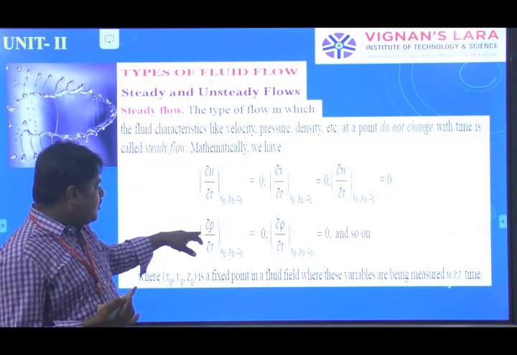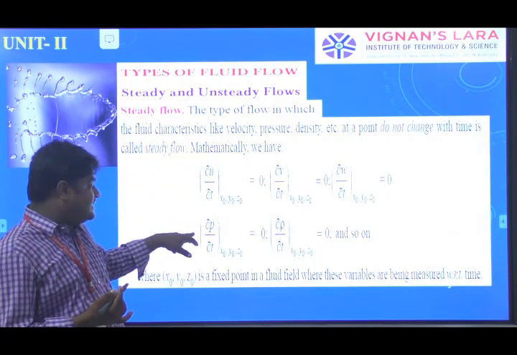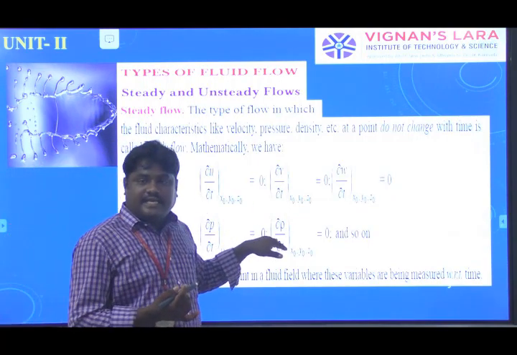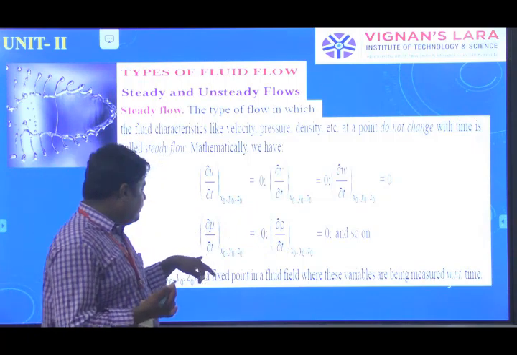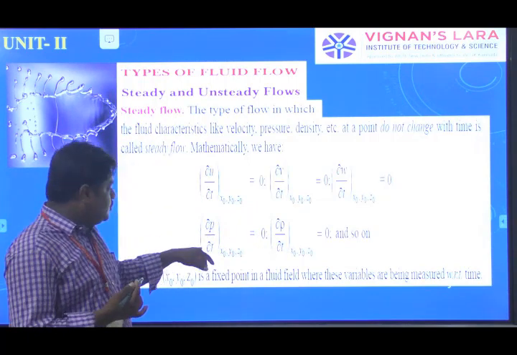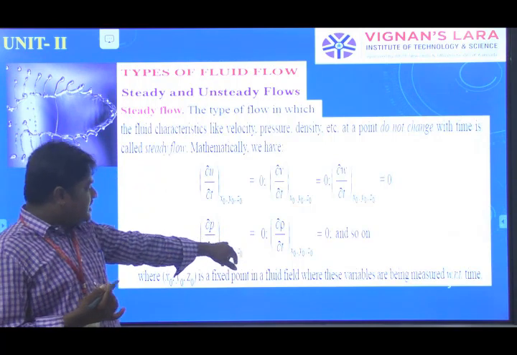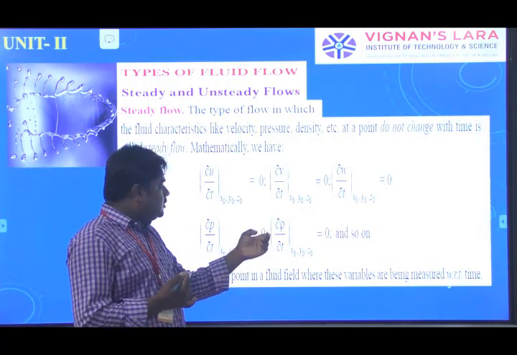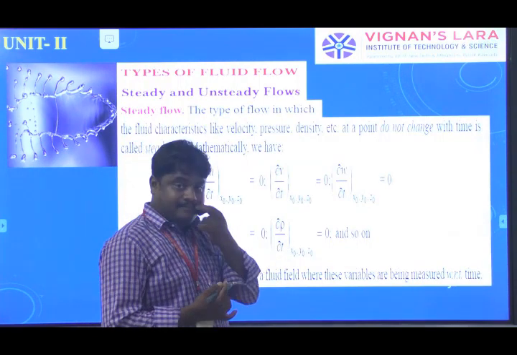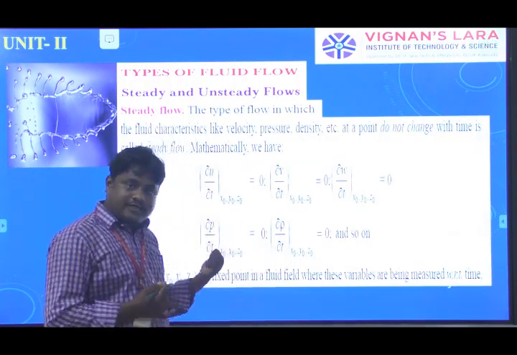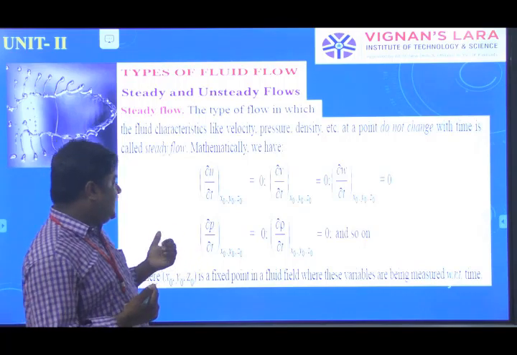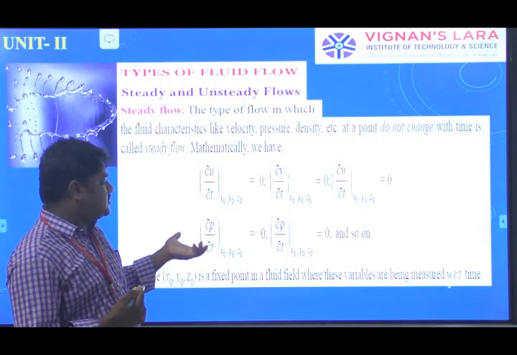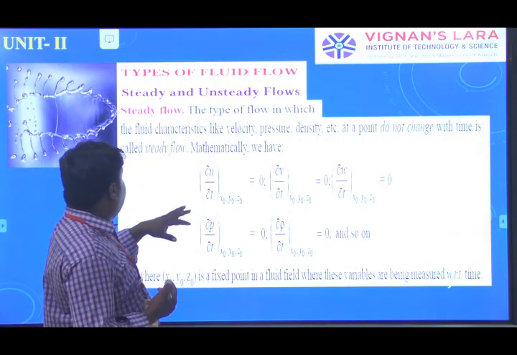Or here I have written dou p, the pressure. I have taken the velocity as well as the pressure and the density. So the pressure does not change with respect to time. That's why I have written dou p by dou t equal to 0. Then dou rho by dou t equal to 0. This is the density, which does not change with respect to time at each point in the fluid flow. That is the steady flow.